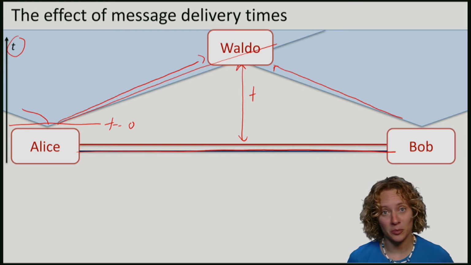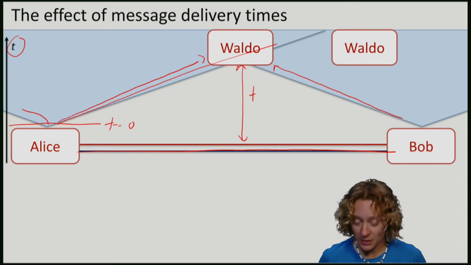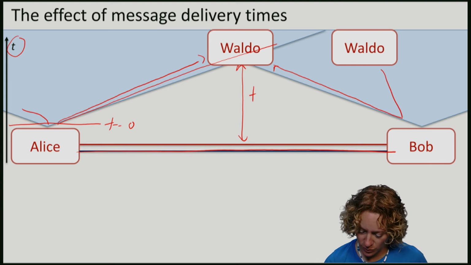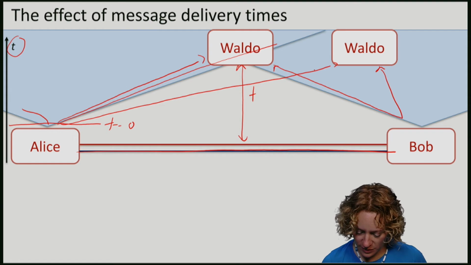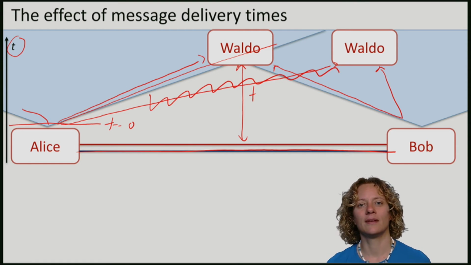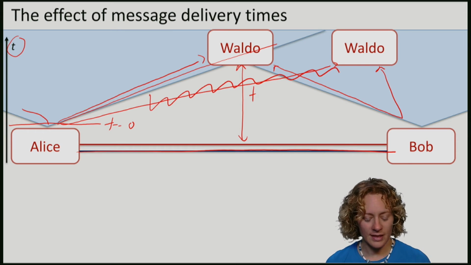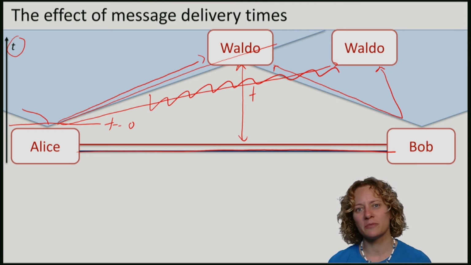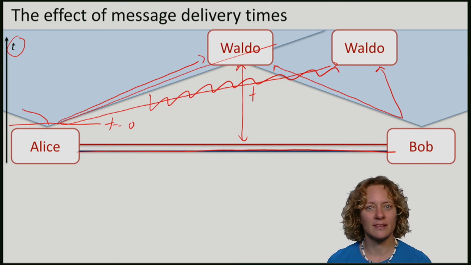If he's closer to Bob than to Alice, then it might be that he's outside the light cone of Alice. He can receive a message from Bob, but he cannot receive a message from Alice because that would lie outside her light cone. This just means that it takes a certain amount of time for information to travel from Alice to Valdo.